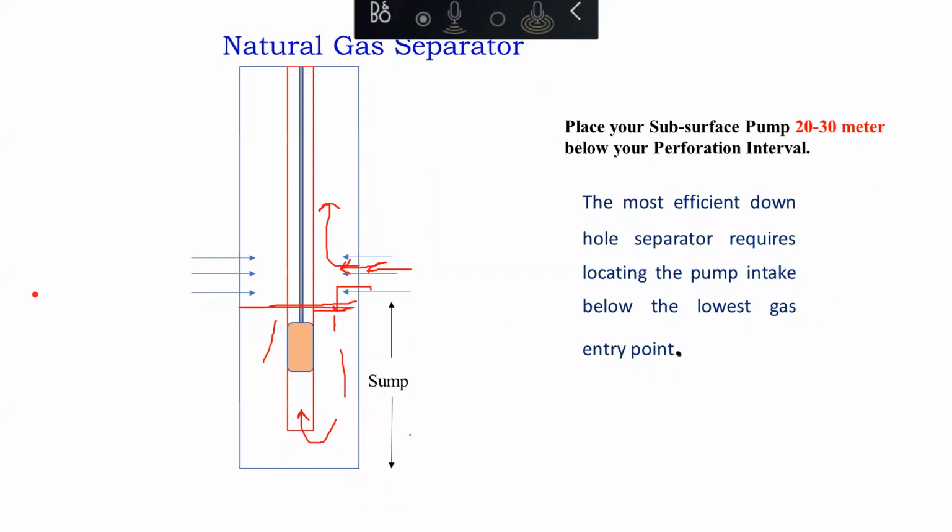Sump is basically a borehole, a well section that is available below your perforation, which we call the sump. So you want your pump to be efficient, you want to avoid gas inside your pump. So that's how you are separating gas from the water.